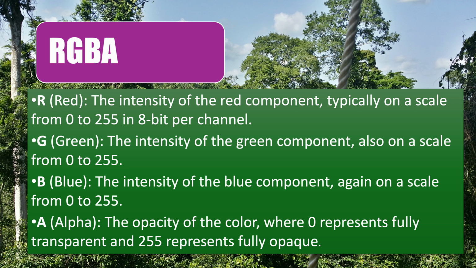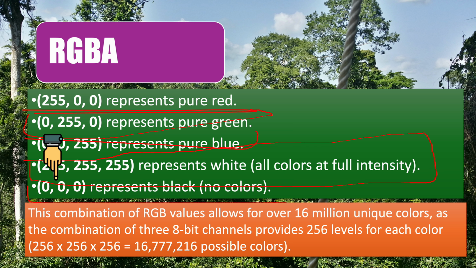So for example, 255, 0, 0, which is R is 255, G and B are 0, shall represent a pure red color, and 0, 255, 0, which is R is 0, G is 255, and B is 0, would represent a pure green color. Similarly for blue, pure blue color would be 0, 0, 255, and 0, 0, 0 would represent no color, which means a black color. Now with this combination of RGB values, we can create over 16 million unique colors.